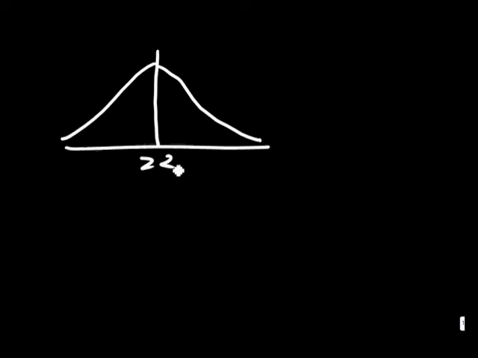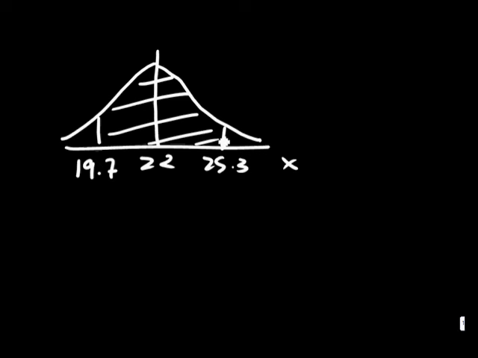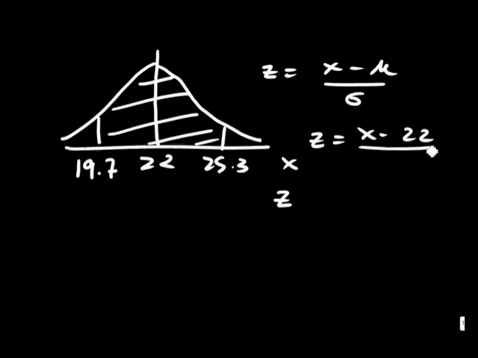The center of the distribution is 22. 19.7 is to the left of 22, and 25.3 is to the right. If we shade the percent of the bell that's between 19.7 and 25.3, this is what we have to deduce to answer the question. What percent of the bell is shaded? Now again, we have to convert using x minus mu over sigma. In this case, mu is 22 and sigma is 2.4.